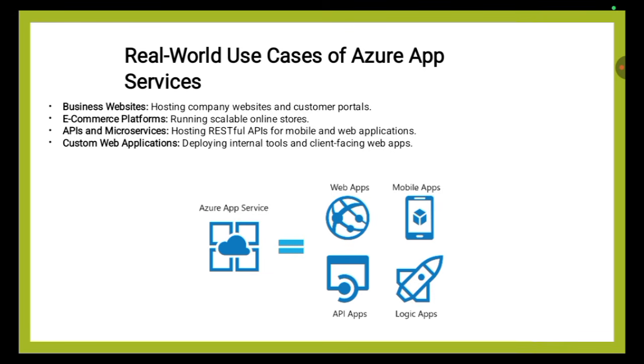The image illustrates the key components of Azure App Services, showing that it supports four main parts: web apps for hosting websites, mobile apps for building mobile backends, API apps for managing RESTful APIs, and logic apps for automating workflows and business processes. This highlights the versatility of Azure App Services in handling different types of applications under a single platform. So this is everything that can be said as per the details mentioned over here. Now we will move on to the next discussion part.